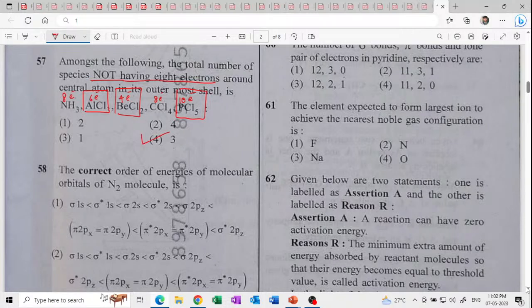Get it? This question is very important. Remember this question, it is a very tricky question. Actually this is a JEE-Main NVT type question, from chemical bonding and molecular structure. Ammonia has 8 electrons and CCl4 has 8 electrons. AlCl3 has 6 electrons in the valence shell, BCl2 has 4, and PCl5 has 10. So 3 species do not have 8 electrons, and the other 2 contain 8 electrons.